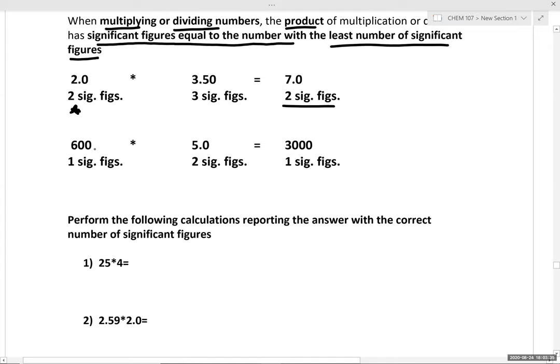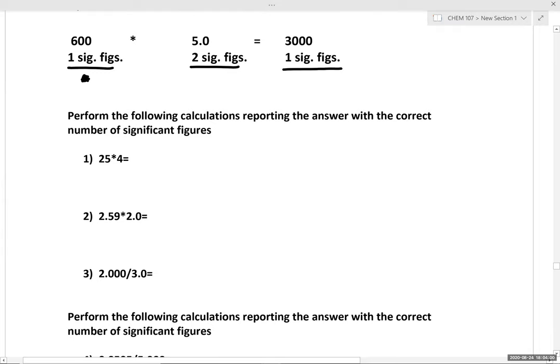Likewise, 600, despite being a large number, only has one significant figure. So if we multiply it by 5, we end up with 3,000 with just one significant figure. As a shortcut, you retain the least number of significant figures in your two input measured values. So let's do an example, and I'll showcase to you how we can combine these significant figure rules for multiplication with our rounding rules that we discussed previously. So in the first case, we have 25 times 4. 25 has two sig figs. 4 has one sig fig. We punch this in our calculator. We get 100, which has one sig fig. So we're good to go.